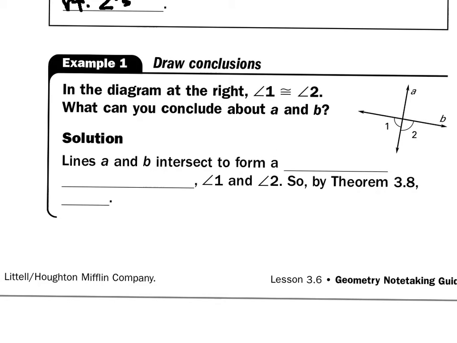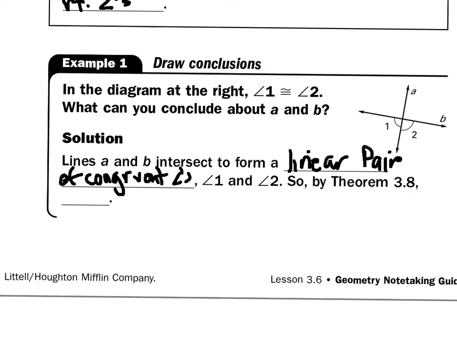Example 1. In the diagram at the right, angle 1 is congruent to angle 2. What can we conclude about A and B? Lines A and B intersect to form a linear pair of congruent angles, 1 and 2. So by theorem 3.8, A is perpendicular to B.